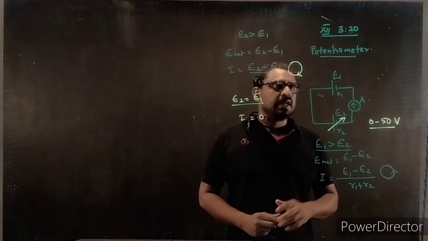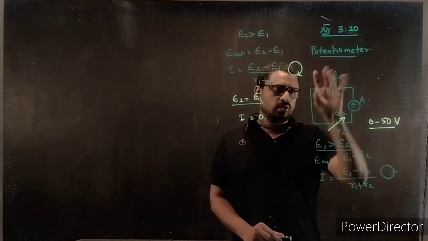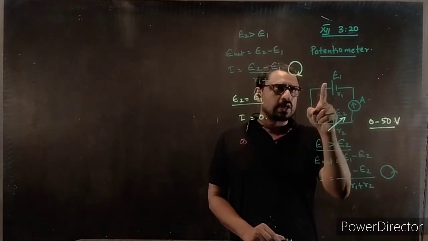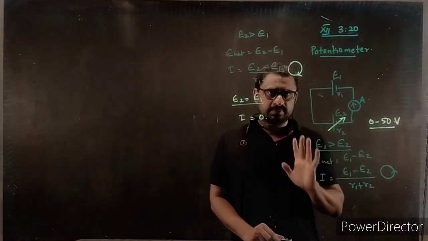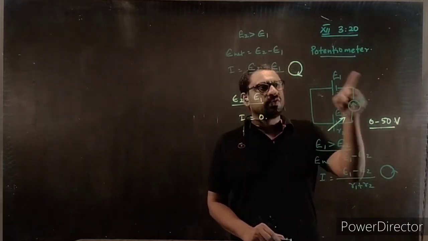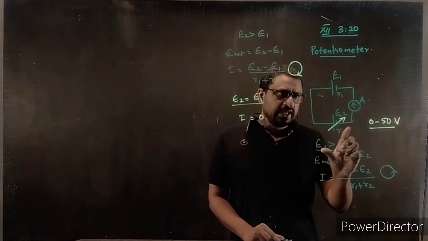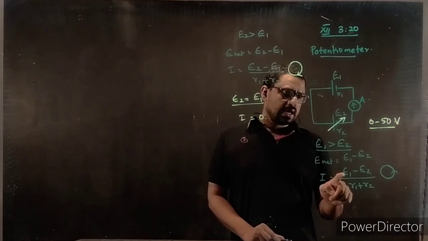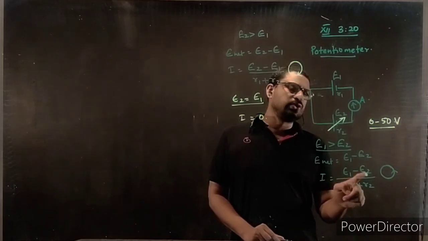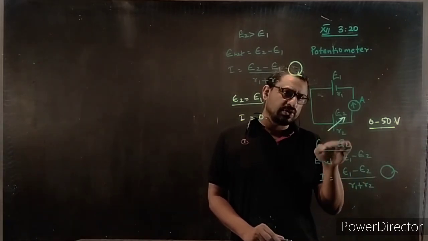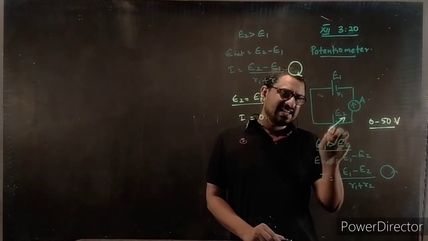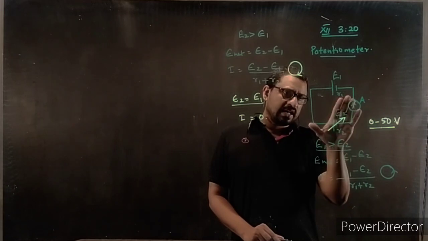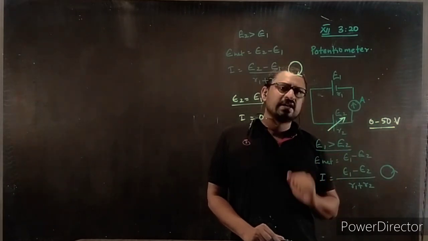Now imagine E1 is an unknown value. Make E2 0. So current will be determined by E1 only, making a current flow like this. Now you slowly increase E2. When you increase E2, current will be E1 minus E2 by R1 plus R2, so the current starts to decrease. You slowly increase 0, 1, 2, 3, 4, 5, and the current starts to decrease.